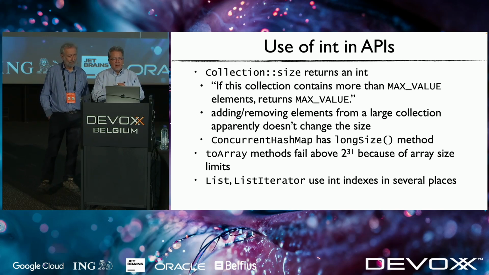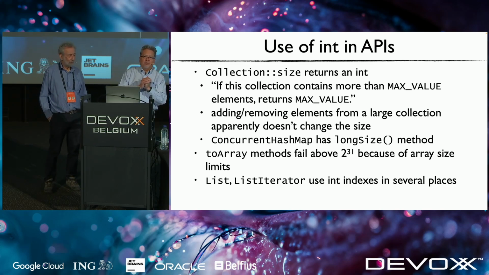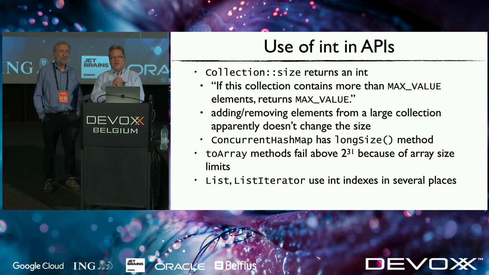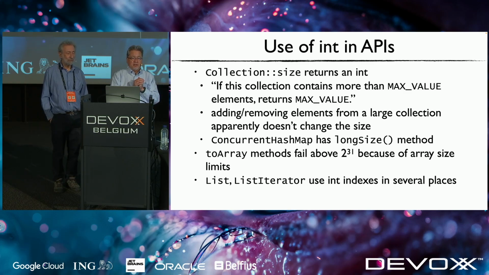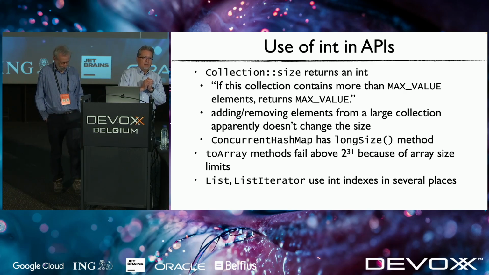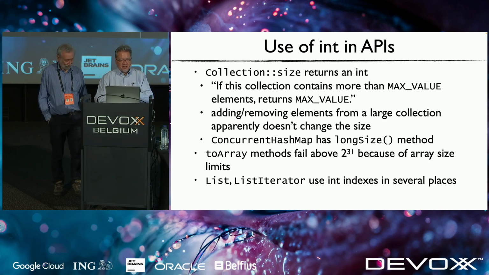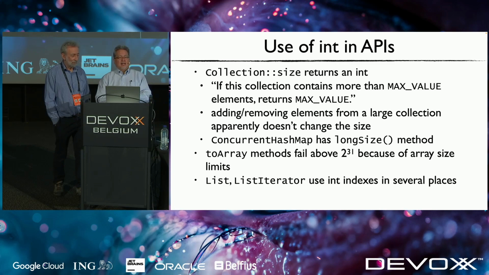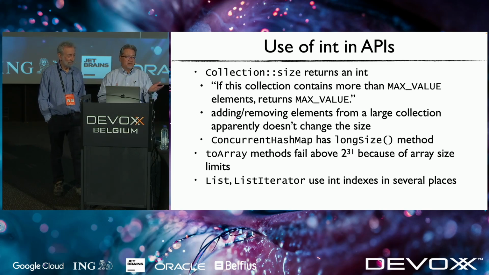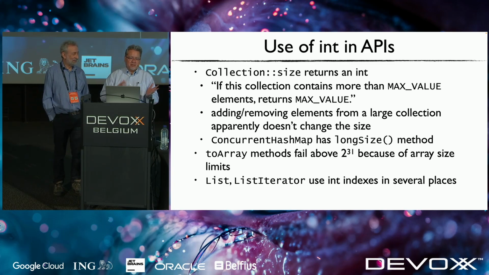Now, size is one particular place where int appears. Some collections simply do not accommodate more than 2 billion elements, but some do, and there's a stipulation in the specification that says if this collection contains more than Integer.MAX_VALUE elements, then it returns Integer.MAX_VALUE. That's weird, because most of the collections don't actually follow that. ConcurrentHashMap does, but several others don't. They actually return a negative number from size, which is terrible.